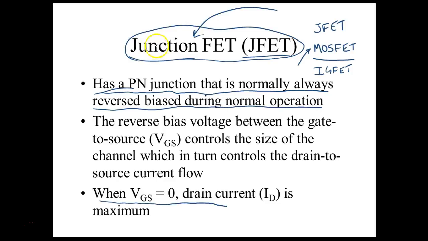Now, JFETs actually have a junction. That's the big difference between a MOSFET and a JFET. A MOSFET does not have a PN junction that we're going to bias, and we'll look at the structure and how it is made up when we get to MOSFETs. But a JFET has a PN junction. Now we're going to apply some type of polarity between here.